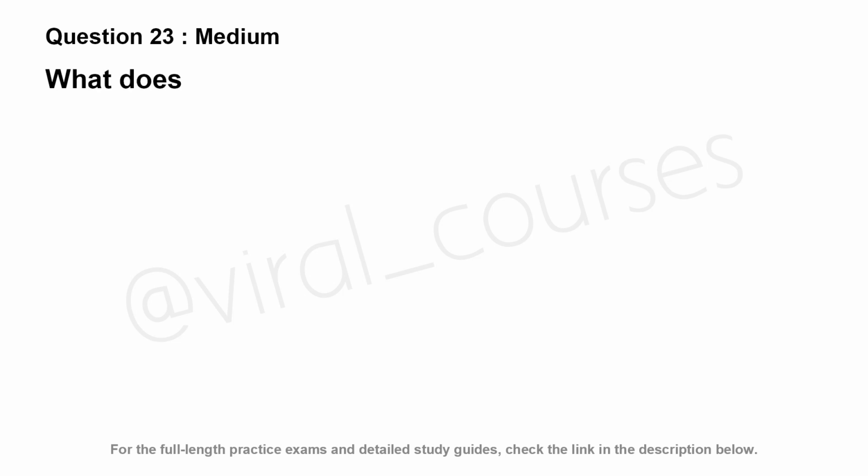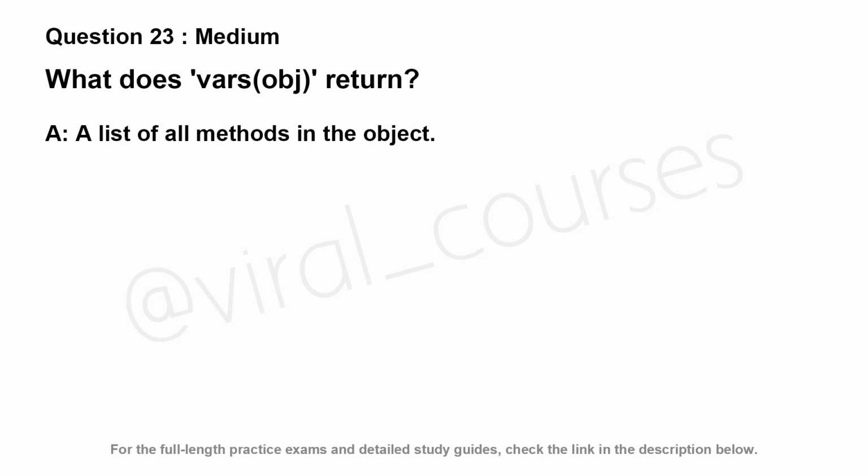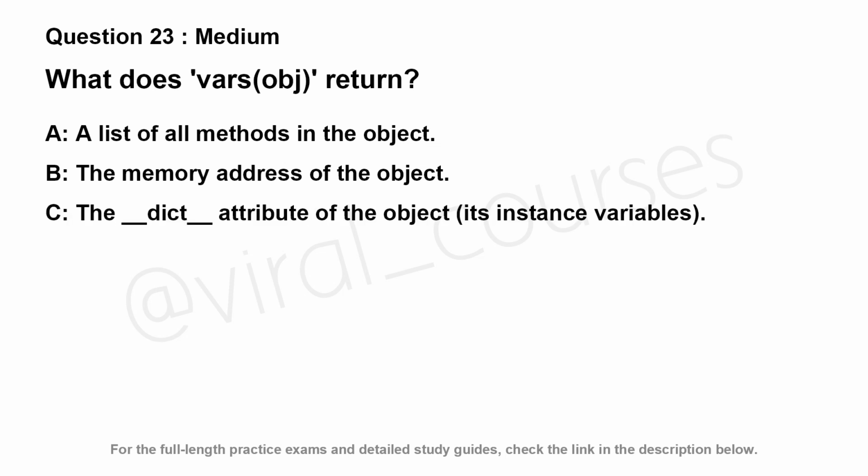What does vars(obj) return? Option A. A list of all methods in the object. Option B. The memory address of the object. Option C. The __dict__ attribute of the object, its instance variables. Option D. A list of all parent classes.